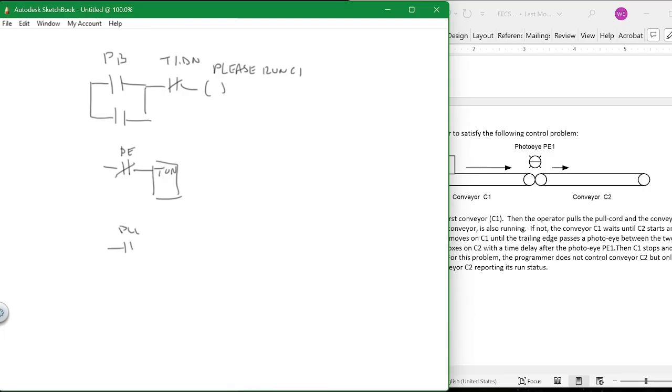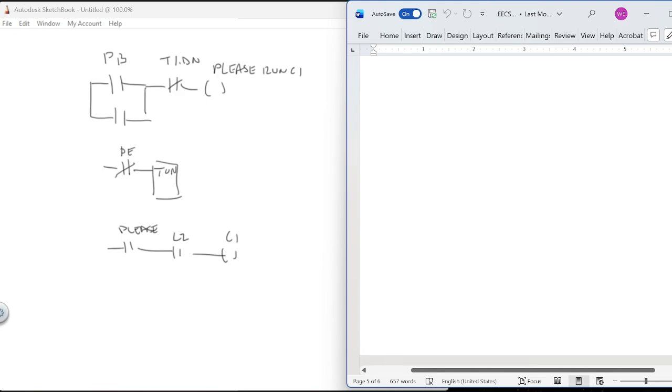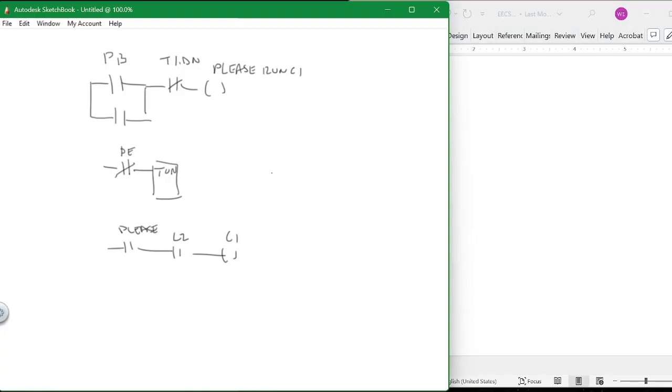Please, and C2 run C1. So that's that one. Enough. Anybody have any overriding questions? I know you probably have some point questions afterwards, and we'll have time for that. But that's how I would do number 10. And you probably have some varieties of that as well.